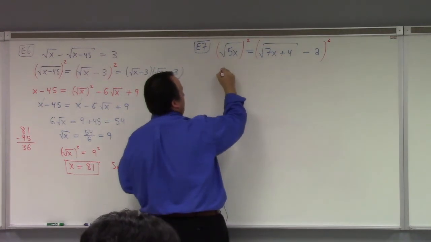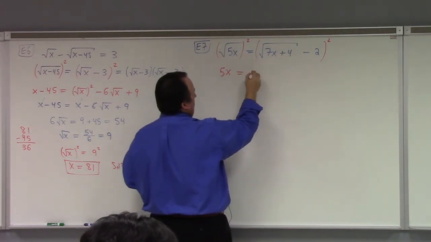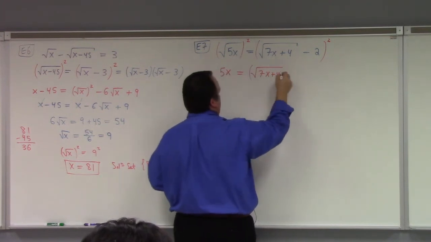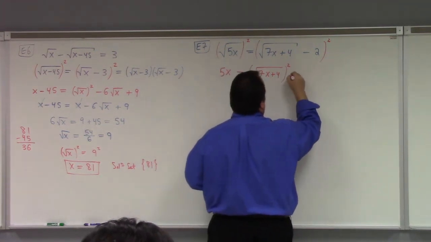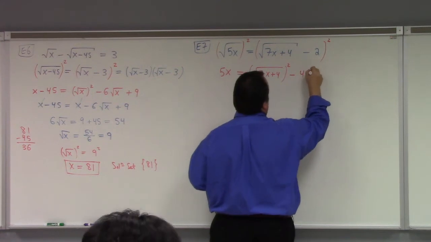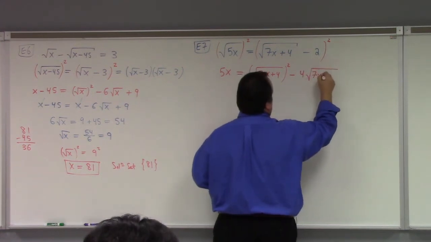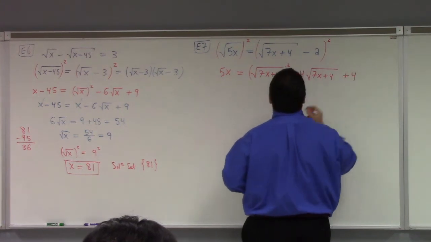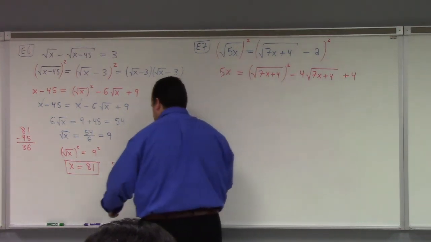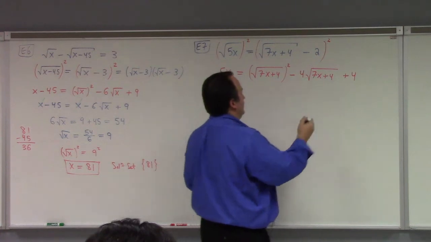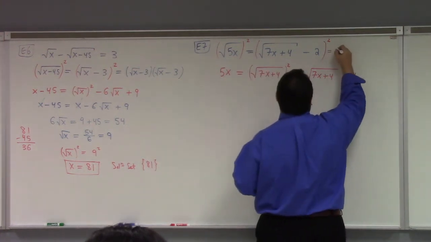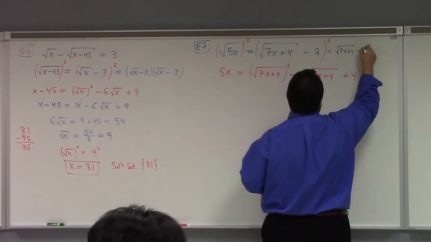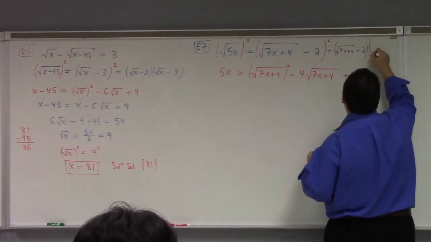We get 5x on this side. Square root of 7x plus 4 quantity squared minus 4 square root of 7x plus 4 plus 4. Again, that's because this is the square root of 7x plus 4 minus 2 times the same thing again, yeah?